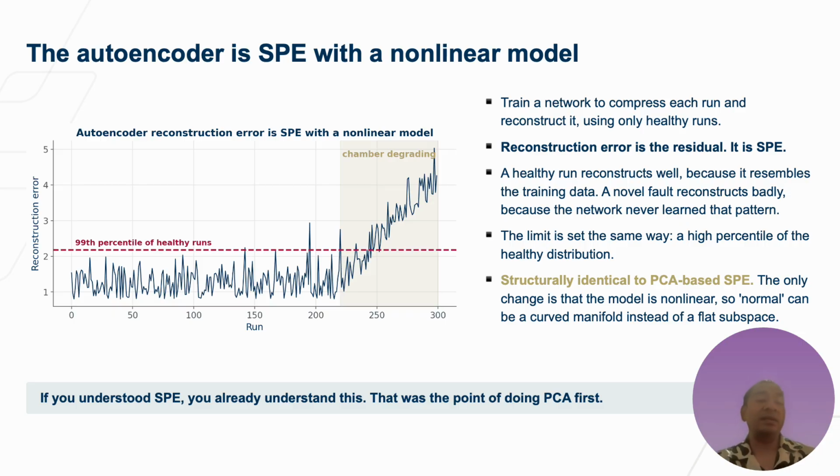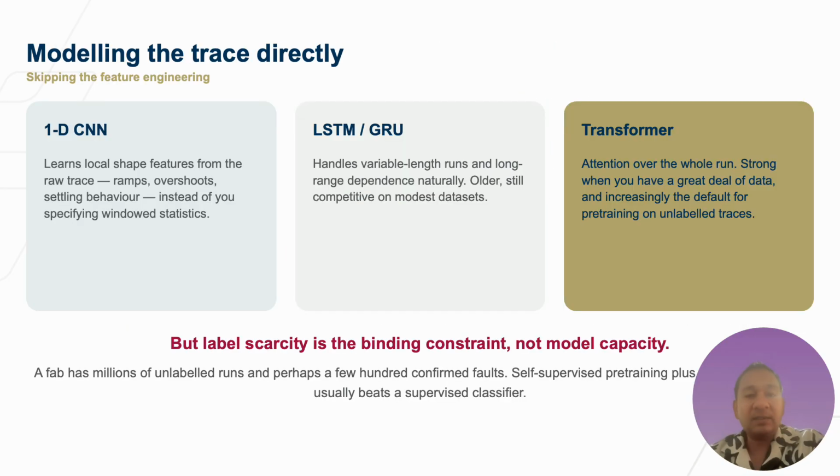PCA projects into a linear subspace and measures what is left over. An autoencoder projects onto a nonlinear manifold and measures what is left over. The only change is that normal can now be a curved surface instead of a flat one. If you understood SPE, you already understand this, and this is why we did PCA first. Not for historical interest, but because it makes modern methods transparent. Modeling the trace directly and skipping the hand-designed features.